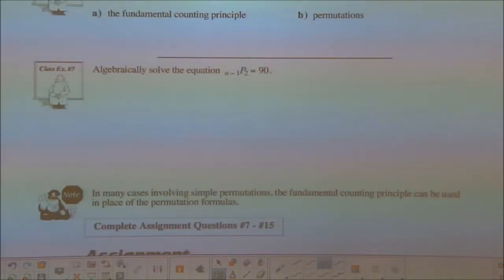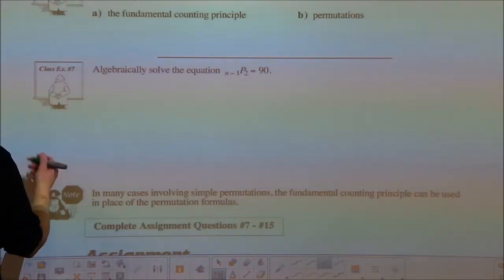So I have 2 more examples. In a region, a vehicle license plate consists of 2 letters followed by 4 different digits. If the letters I, O, Y, and Z are not used, how many different license plates are possible by using the fundamental counting principle and by using permutations?